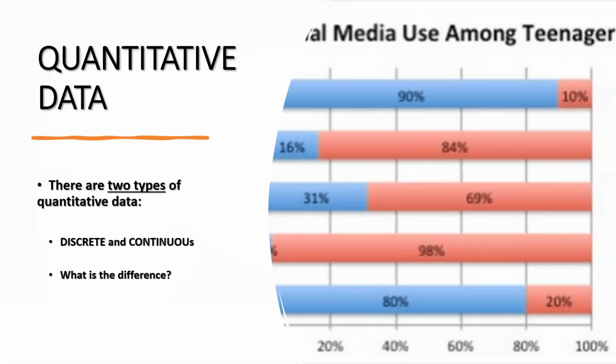Okay, there's 2 types of quantitative data, all right? There is discrete and continuous. Discrete and continuous. What's the difference between those 2? Let's have a look.